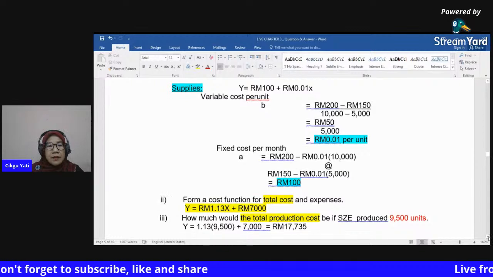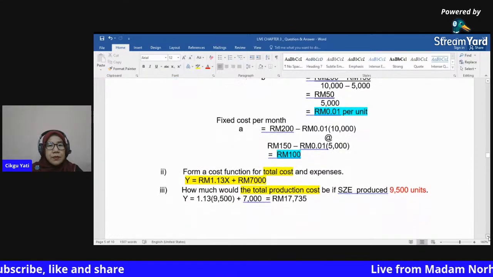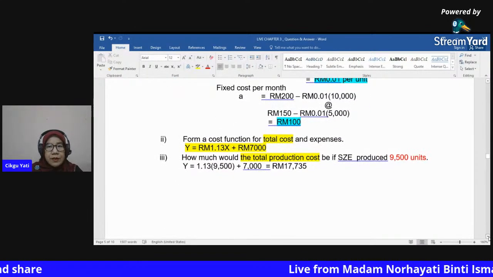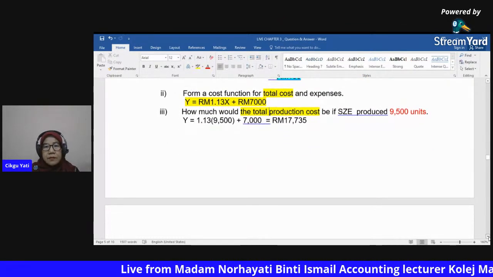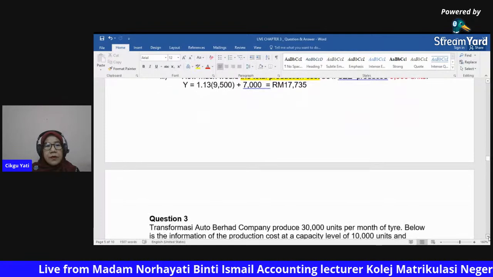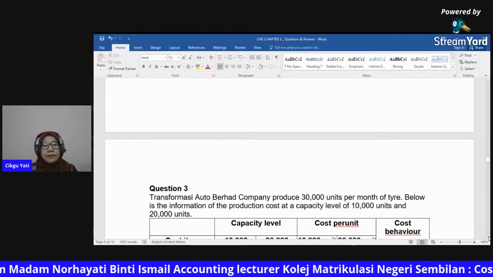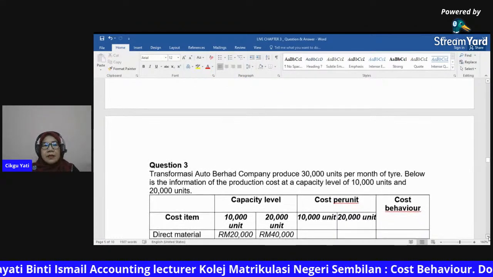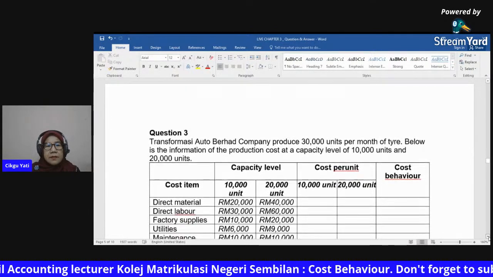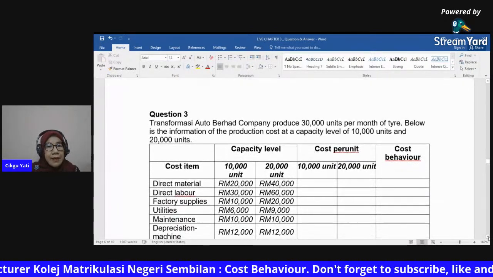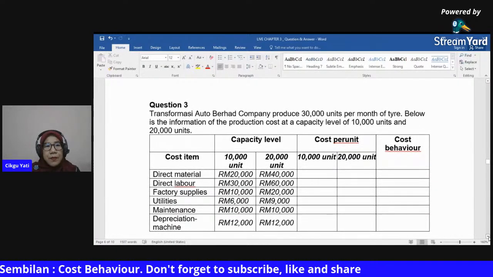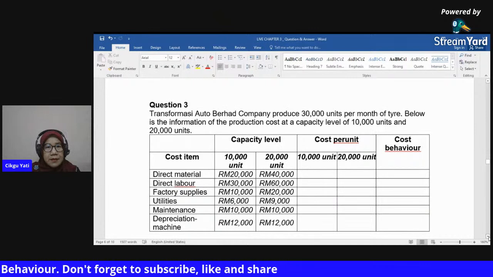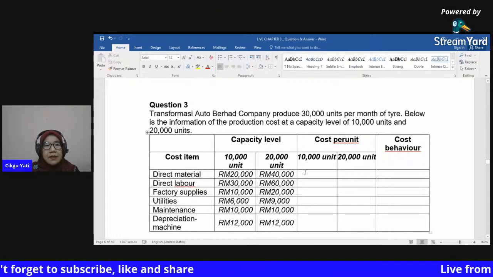Okay, now we finish already question number 2. We go on to the next question. Okay, question number 3. You are given the table. You must complete this table. When you want to complete this table, you look at the given unit.